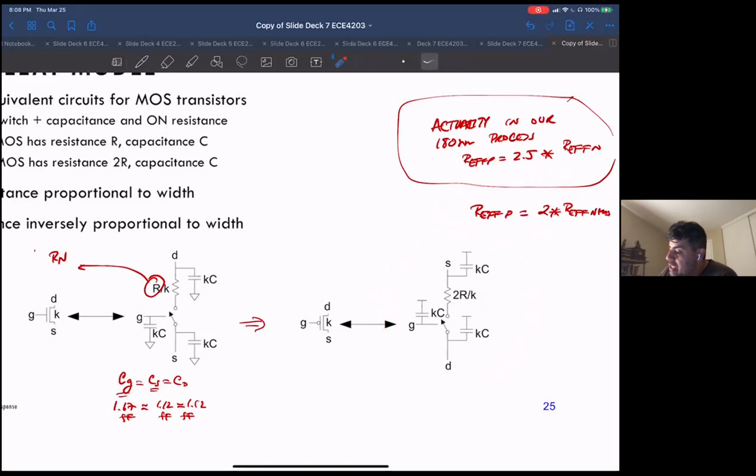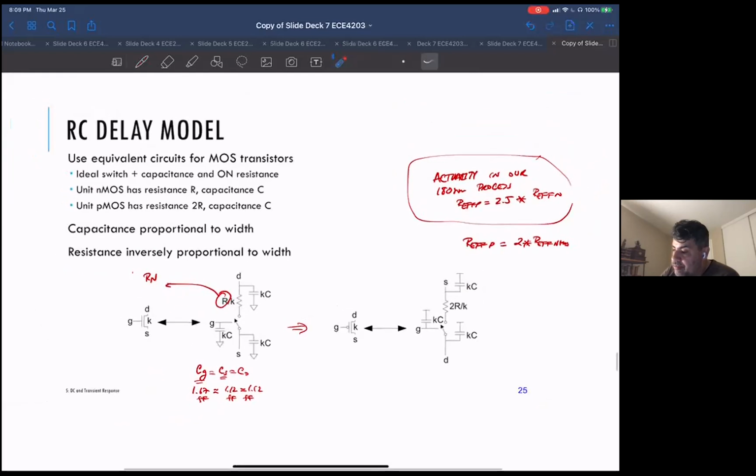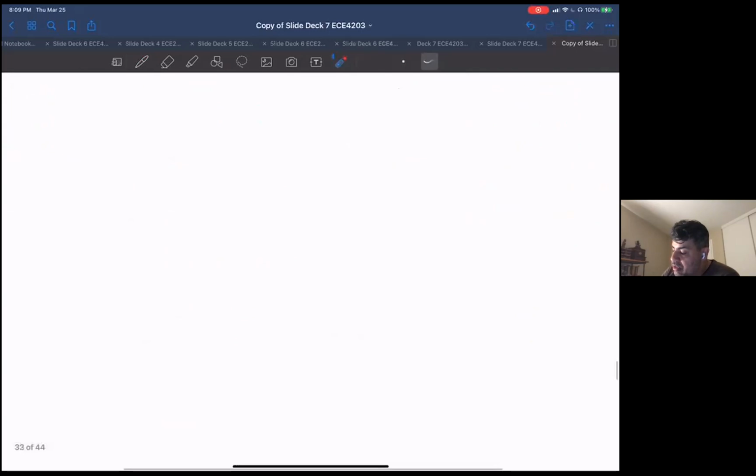So basically, if you have a 10 micron wide PMOS, it's still going to have twice as much resistance as a 10 micron wide NMOS. But its capacitance is only going to be the same as a 10 micron wide NMOS. The resistance is going to be double for the same width. Everybody with me? Horribly confused?